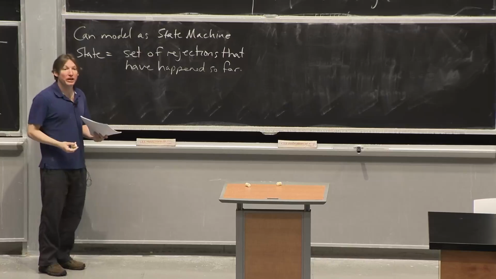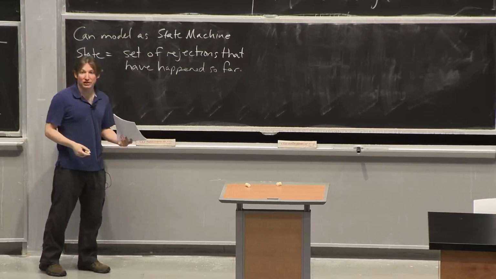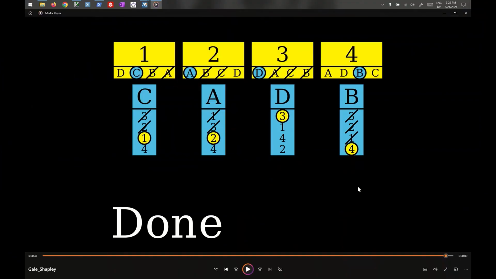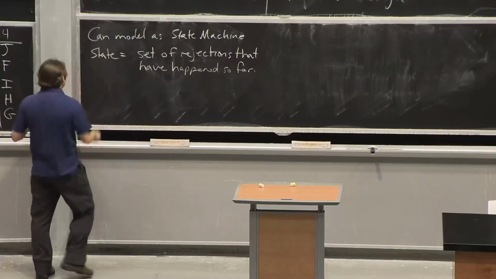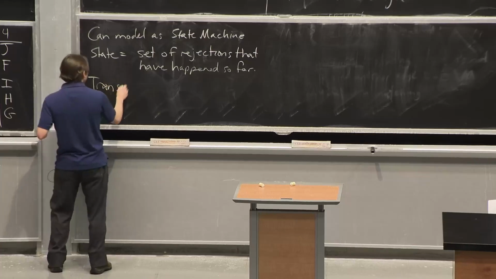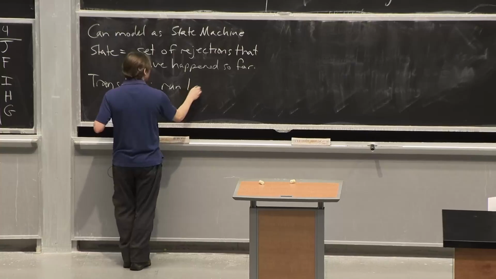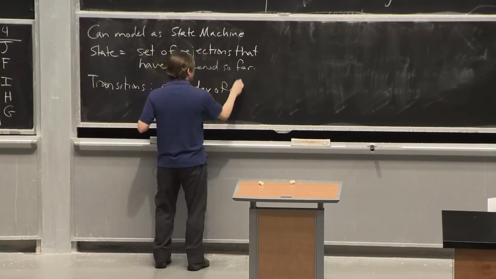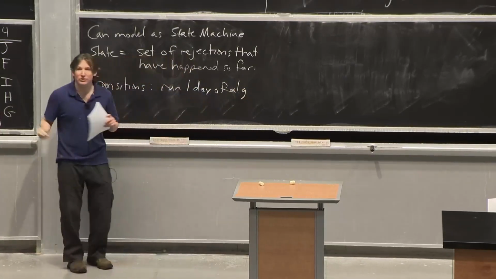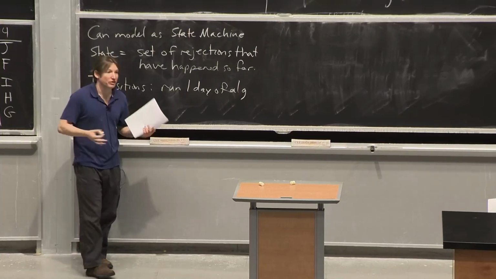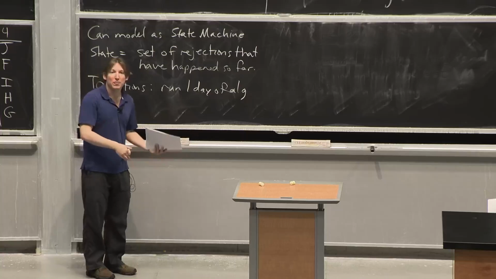So to know where you are in the algorithm and where you have to resume to start the next day, all you need to know is which things have been crossed off from which people's lists. And then you know what happens the next day, because each of the applicants just goes to the next one in their list. All right? And transitions correspond to running 1 day of the algorithm. This is a way to transform one set of rejections into probably a slightly bigger set of rejections. Whatever rejections happen on that day are now also part of the new state.